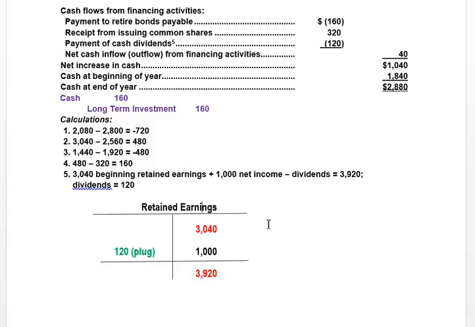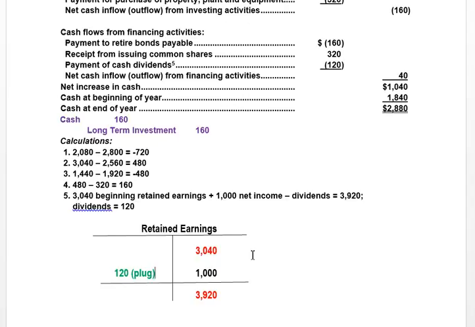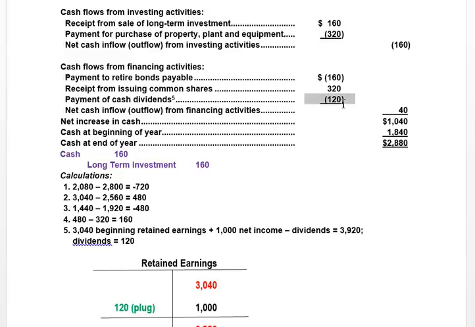So we can do this through an analysis of our retained earnings account, because we know retained earnings went from $3,040 to $3,920. Well, one way that happened is we booked income of $1,000. But if we look at the right-hand side here, we can see that retained earnings opening of $3,040 and income of $1,000 doesn't bring us to $3,920. But if we reduce the retained earnings by $120, it would get us to this balance. Why would retained earnings be reduced? Because we declared and paid a cash dividend. So we know that we paid dividends as one of our financing activities of $120.